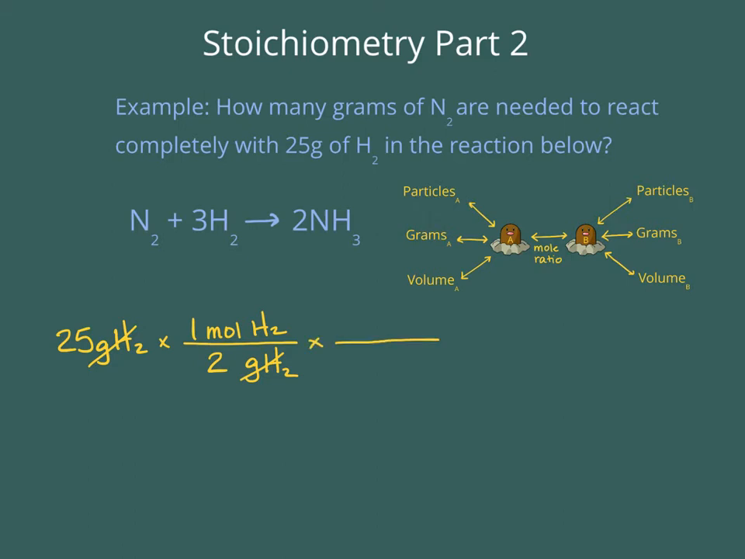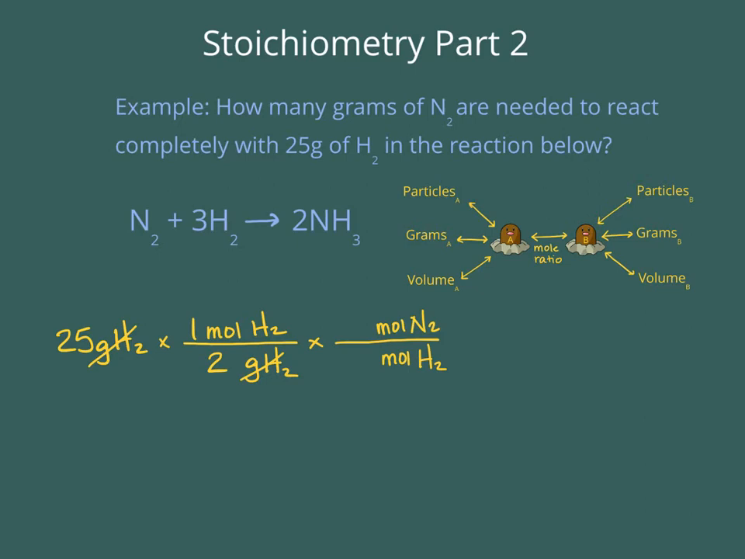And on my stoichiometry map, I now need to convert from moles of A, or moles of hydrogen, to moles of B, or moles of nitrogen. So I set up my next conversion factor, and what I have, which is my moles of hydrogen, goes on the bottom, and what I want, which is my moles of nitrogen, goes on the top. And now I need to refer back to my balanced chemical equation to get the coefficients to plug into that mole ratio.